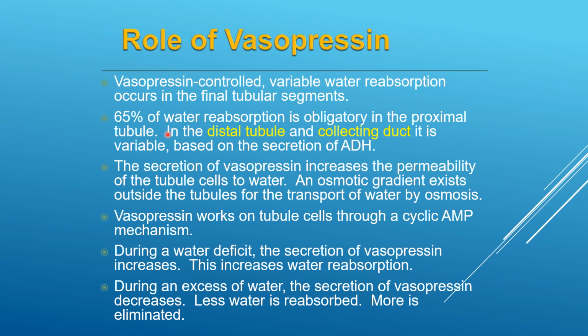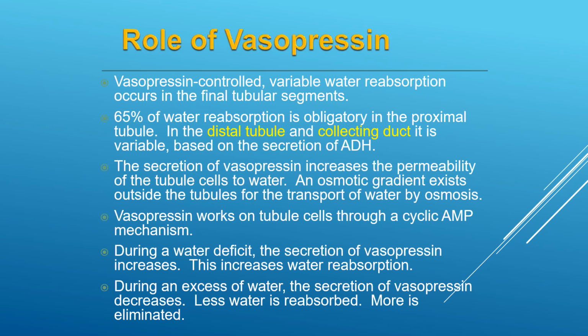So 65% of water reabsorption is obligatory in the proximal tubule, and in the distal and collecting tubule this water reabsorption is based on the secretion of ADH. The secretion of vasopressin increases the permeability of tubule cells to water. Vasopressin works on the tubule cells through cyclic AMP mechanisms.